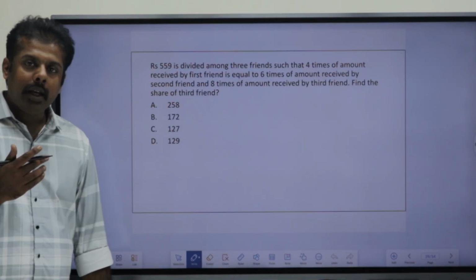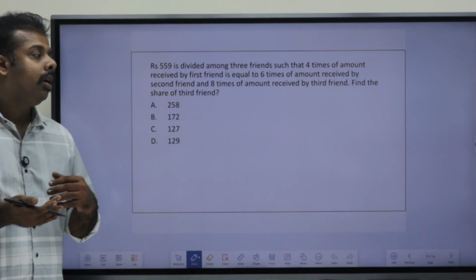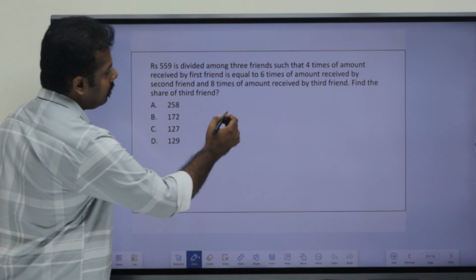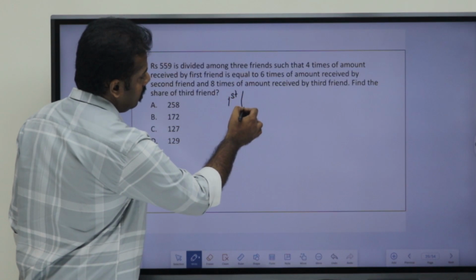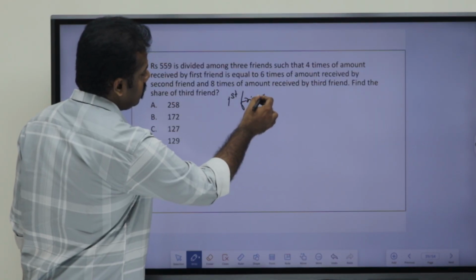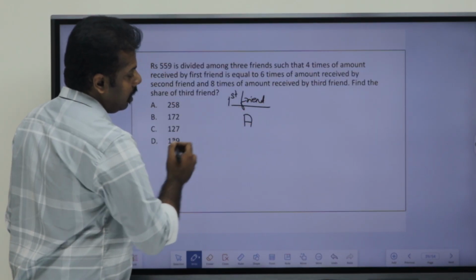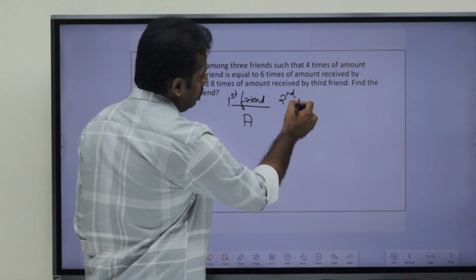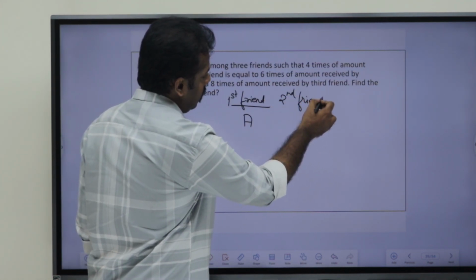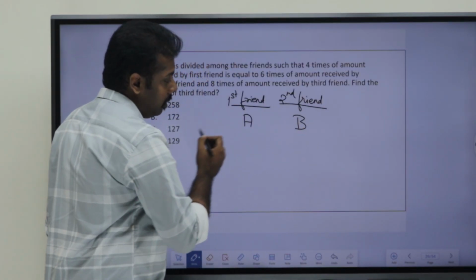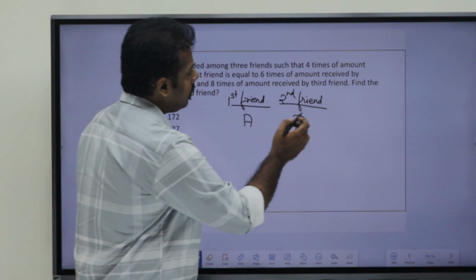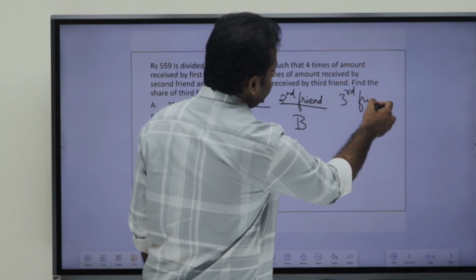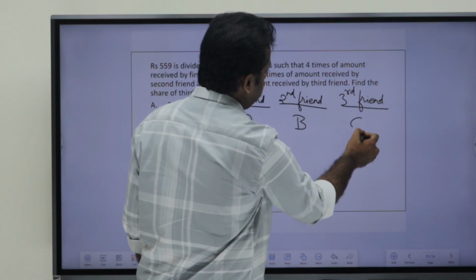Like in the last question, we do not know the share of the 3 friends. So, we can assume that the first friend's share is capital A, the second friend's share is capital B, and the third friend's share is capital C.